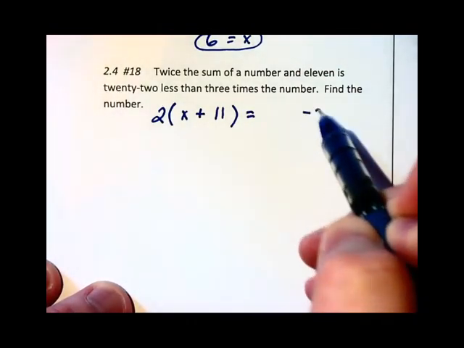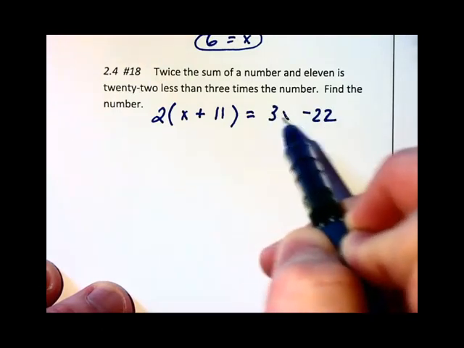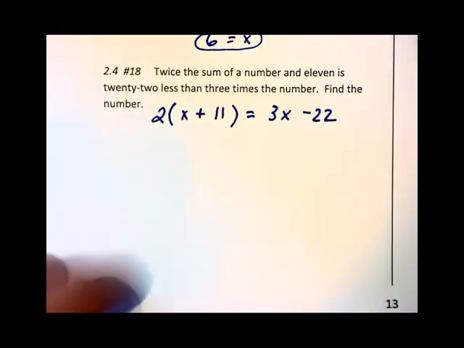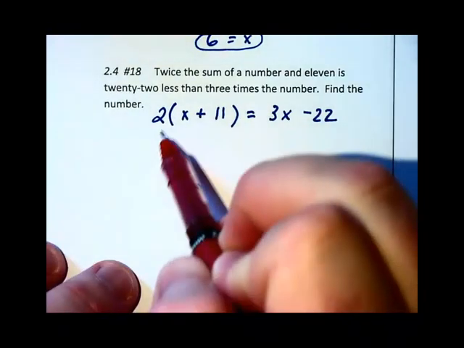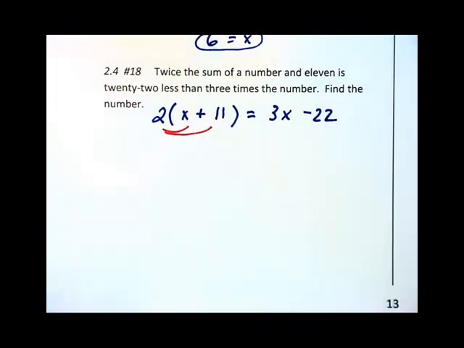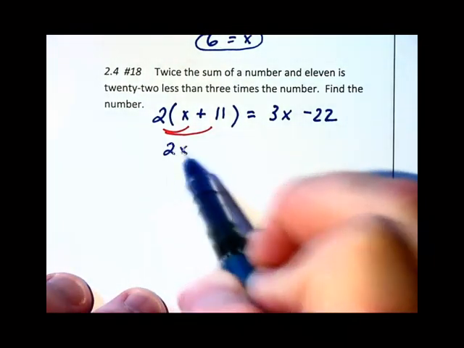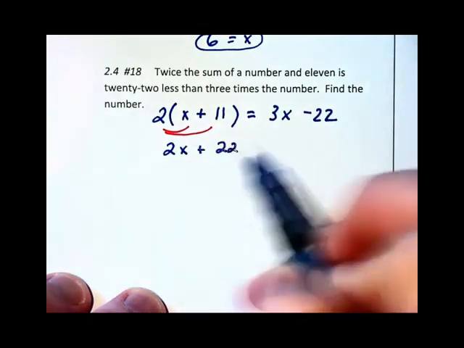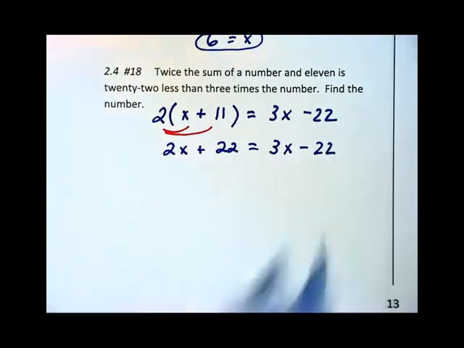I'm taking the 22 away from 3 times the number that's previously there already. So you've got to reverse the order there due to the subtraction. Now we've got our equation. We're going to distribute to get rid of the parentheses. On the left we will have 2x plus 22 and on the right we're going to have 3x minus 22.